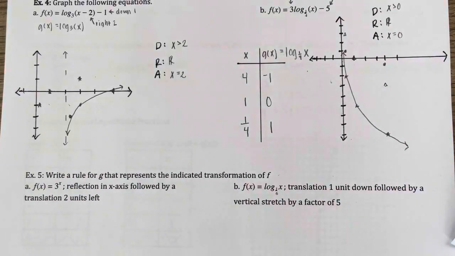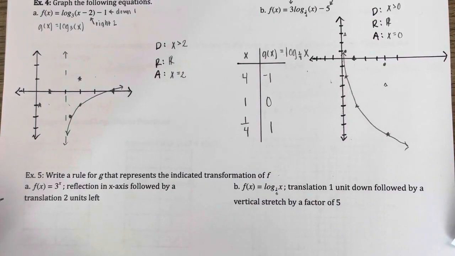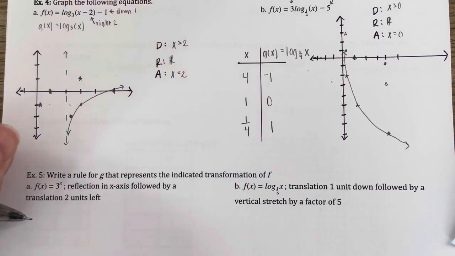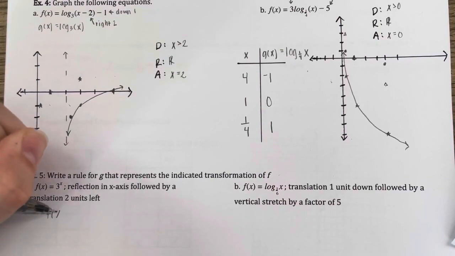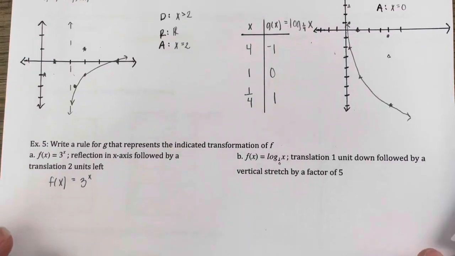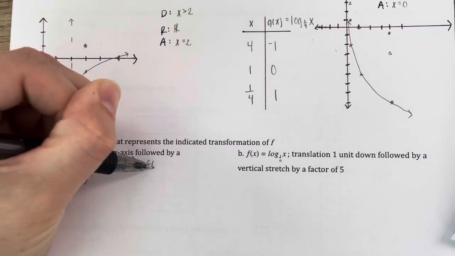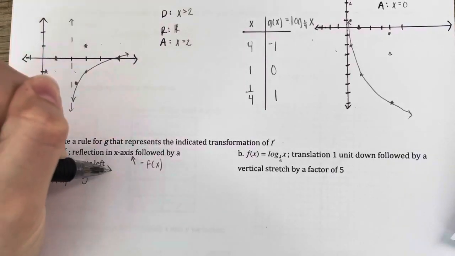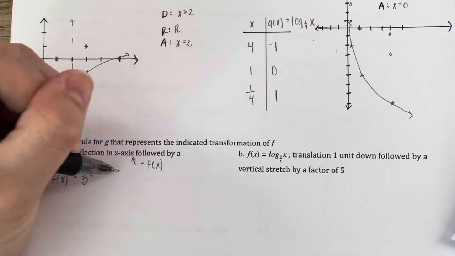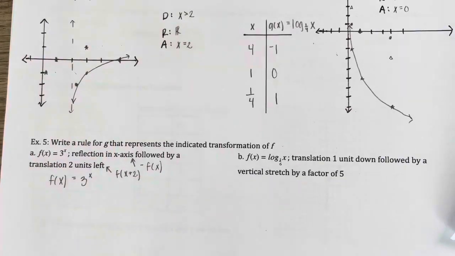For example 5, write a rule for g that represents the indicated transformation of f. For a, f of x is 3 raised to the x, and we want to do a reflection in the x-axis followed by a translation 2 units left. So if we're starting with f of x equals 3 to the x power, I know that a reflection in the x-axis is going to be negative f of x, and then followed by a translation 2 units left. That would mean f of x minus h, or x plus 2, because h is -2.